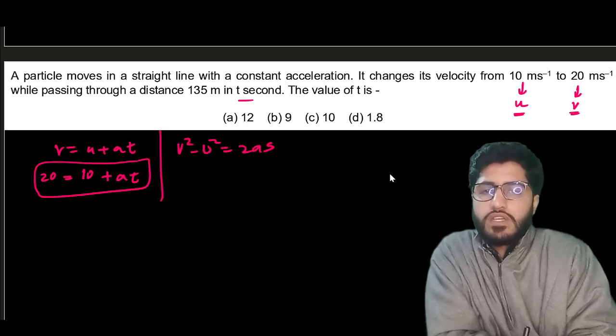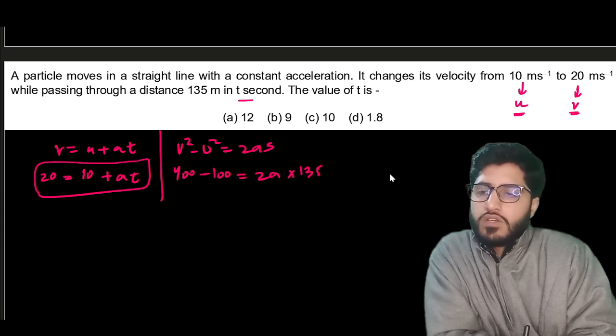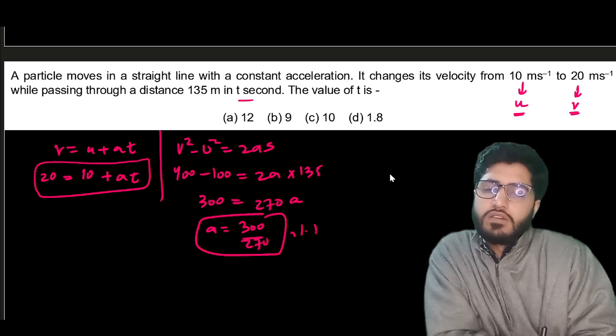Okay. What is v? 20. So we have 400 minus 100 equals to 2a. What is s? s is 135. So I can write 300 equals to, I guess it is 270 a, right? So a came out to be 300 by 270. I guess it is 1.1 something, right?